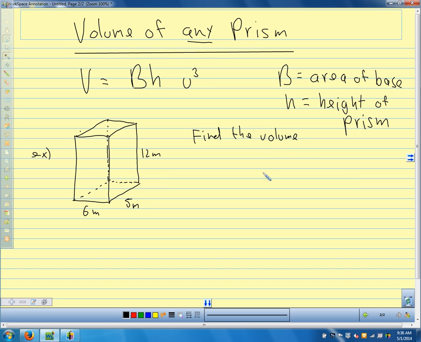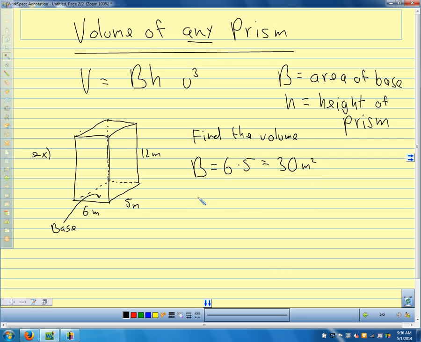So what do we want to call the base here? Which side do we want to call the base? How about let's call this side the base. So this would be a rectangular prism, which is a fancy way of saying what? A box. This is a box. So our volume is the area of the base. Area of the base is 6 times 5, or 30 square meters.